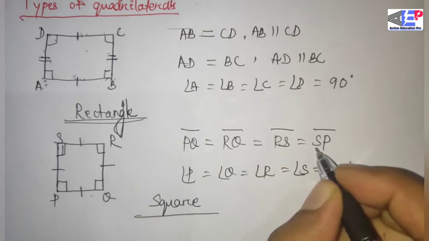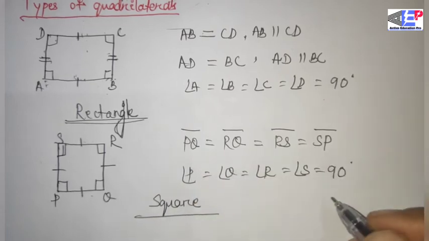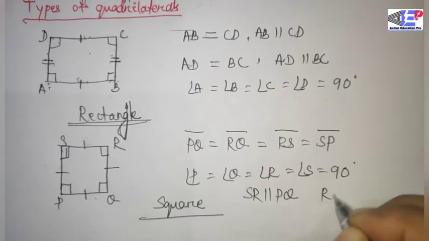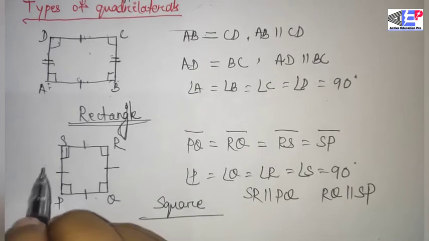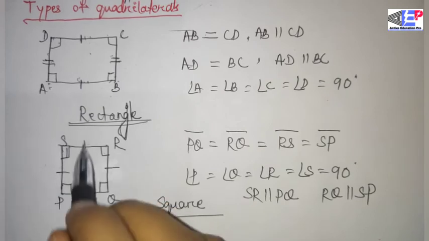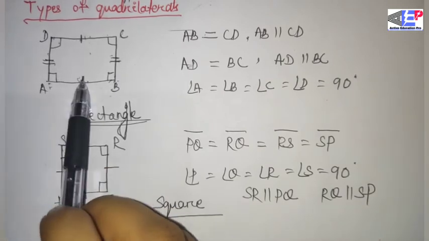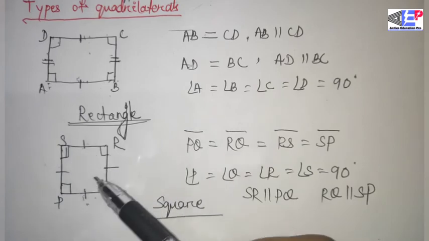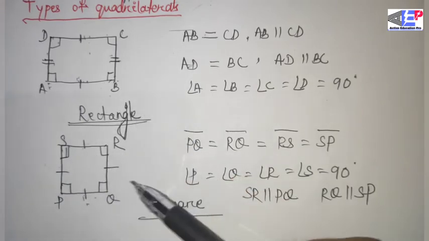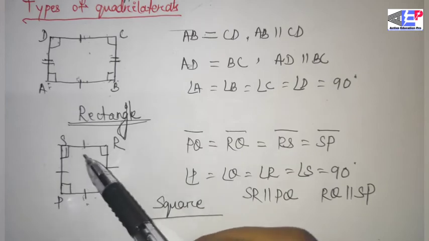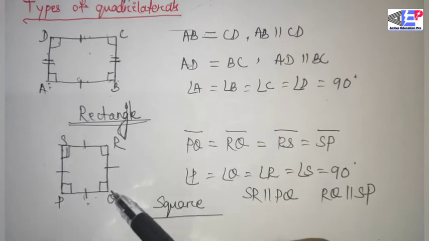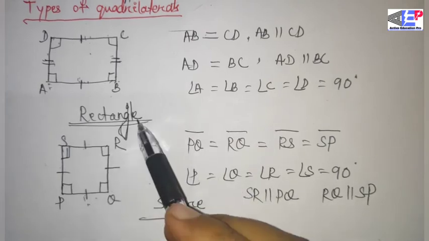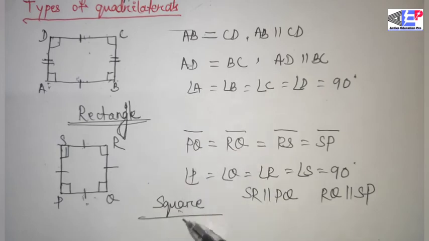And yes, opposite sides are parallel. Means here SR is parallel to PQ and RQ is parallel to SP. Opposite sides are the same and parallel. So the rules for sides of a rectangle and a square are both the same, and the angle is 90 degrees. So a square is a rectangle, but a rectangle is not a square.